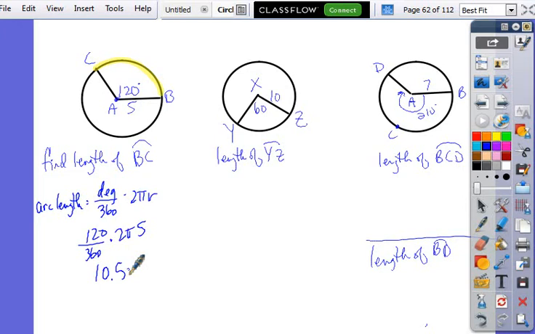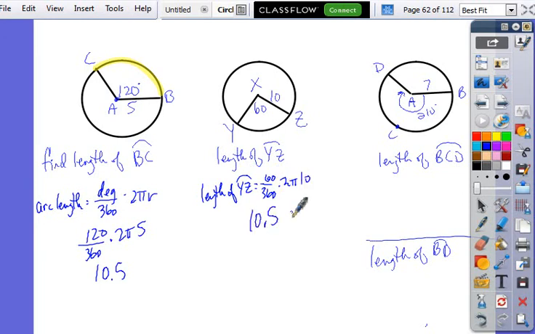All right. I got the same number. We're going to talk about that in a minute. So the arc length, the length of YZ, is going to be the degree over 360, 60 over 360 times 2 pi r, which in this case is 10. You wind up with the exact same thing as the first one.